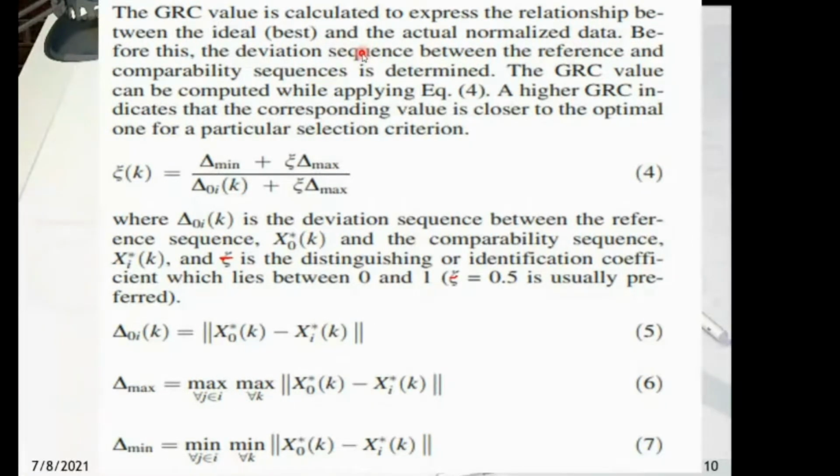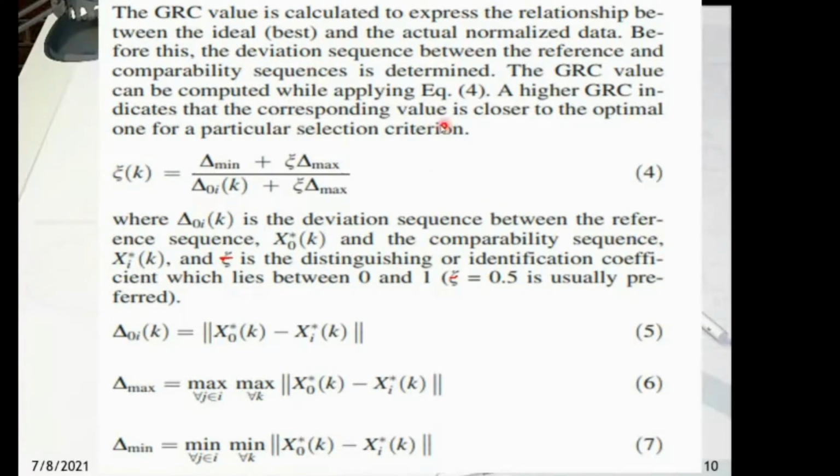After you get the normalized values, we'll subtract from 1. One minus the normalized value is called the deviation, meaning how much they are deviating from the ideal value. That is called the deviation sequence, and it is denoted by delta. So after getting the normalized value, we find the delta, meaning how much they are deviating from 1. So 1 minus the normalized value will give the delta values.